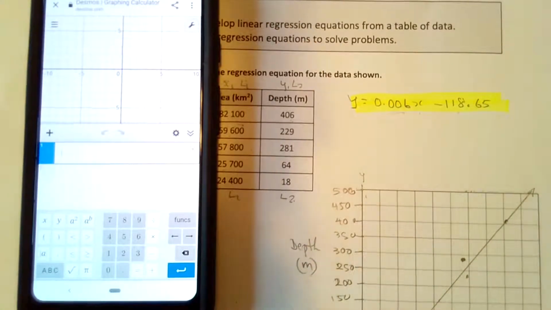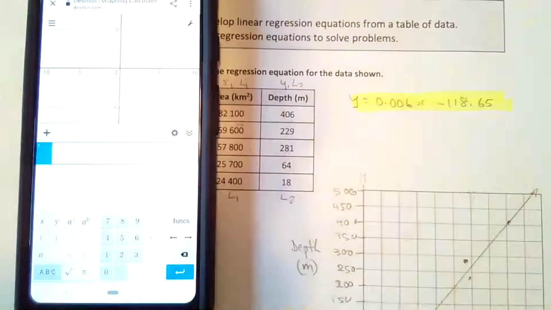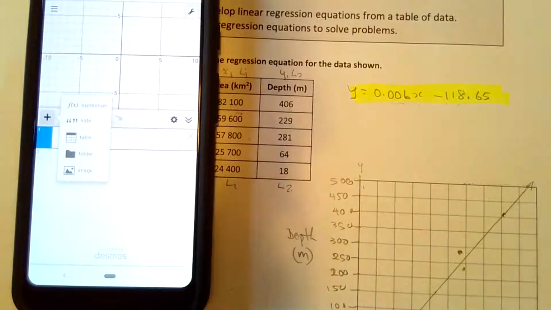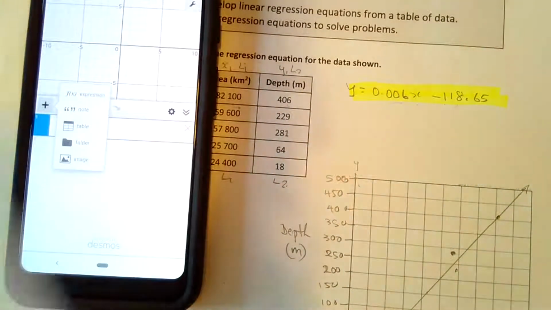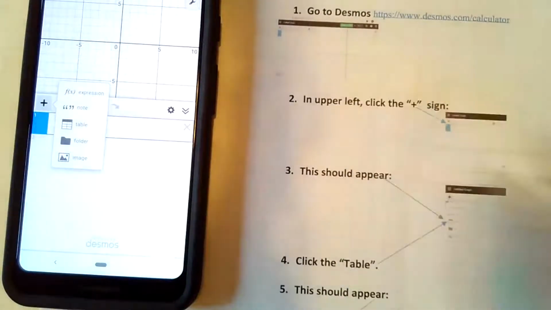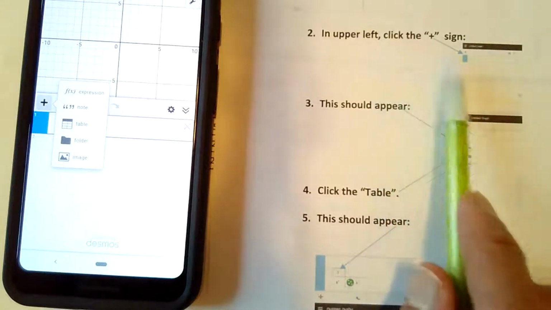Okay, now we need to create a table. And to create a table, we hit the plus sign here. So the first step, now by the way, all of these instructions are in a handout. So we'll go here, first thing we go to Desmos. And the upper left side, click the plus sign, which you just did. And this appears.